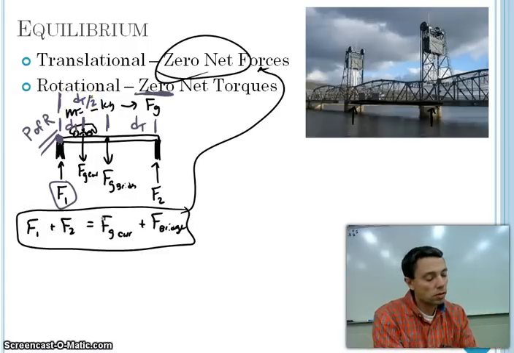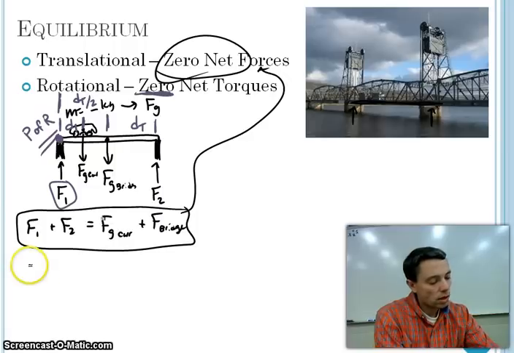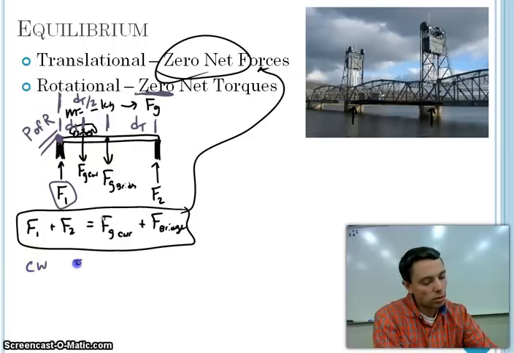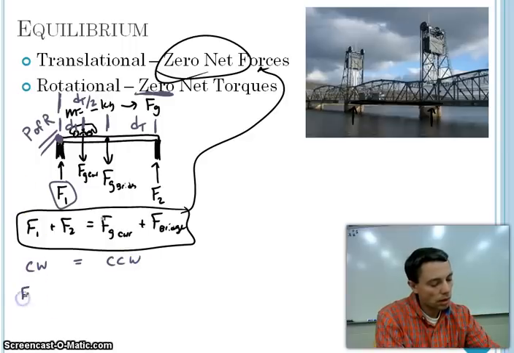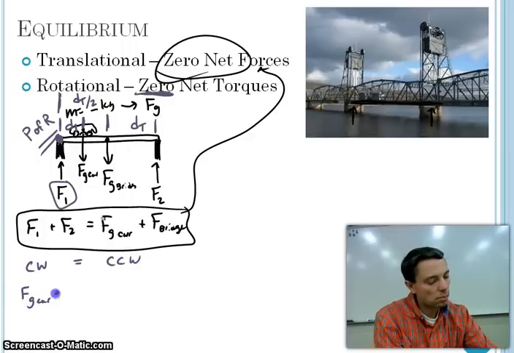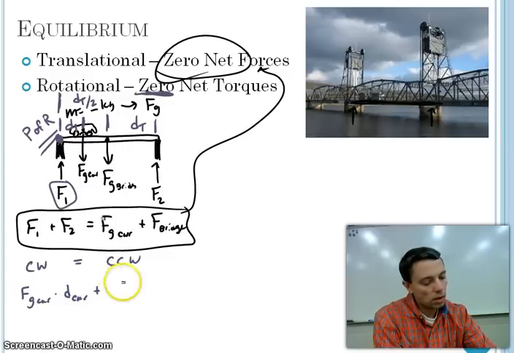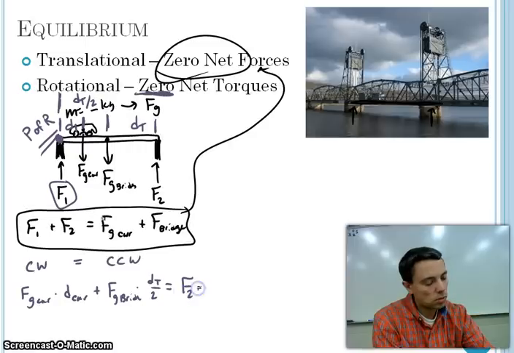So in other words, I can look at this in terms of rotation. My clockwise rotations would have to be equal to my counterclockwise rotations. My clockwise rotations would come from the FG of the car times the distance that car is sitting, plus the FG of the bridge times the distance of that bridge, or half of it, because it's a uniform bridge. That has got to be equal to my counterclockwise rotations, which is going to be my F2 times the distance of the bridge.